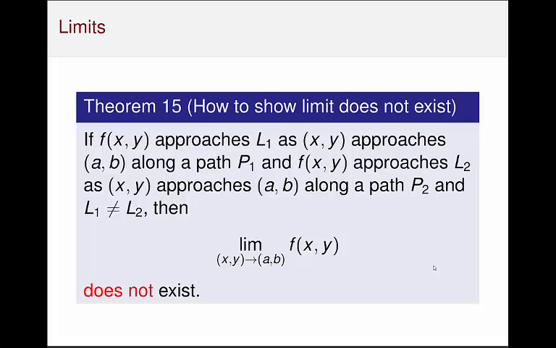So formally, this is what the approach says. Suppose the function f approaches a limit L1 as xy approaches ab along path P1, and the function f approaches another limit L2 as xy approaches ab along another path P2, and suppose that L1 and L2 are different, then the limit of this function does not exist. In other words, the function does not have a limit at this point ab.